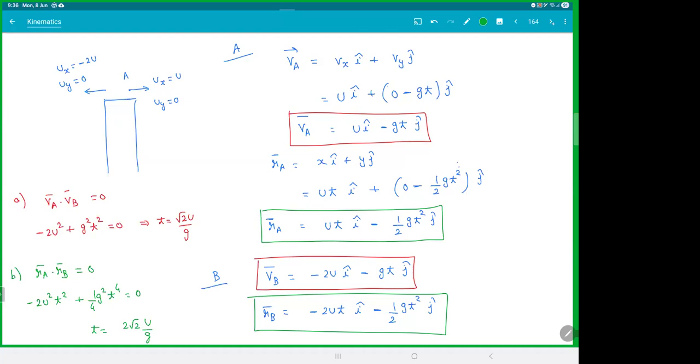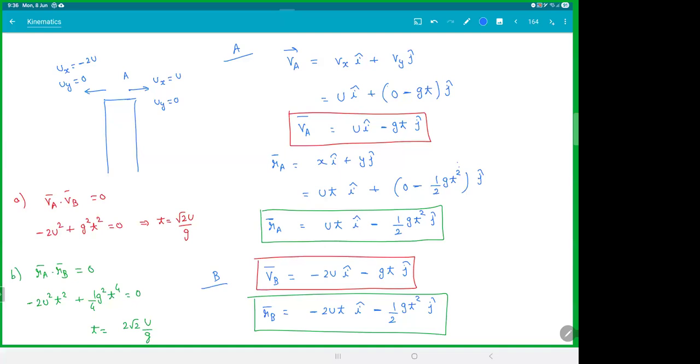All clear with this? So if you see, you're getting i cap and j cap vectors and just taking a dot product there. Standard question. Not that easy, though; you still have to know your standard results and put everything there. Any doubts on this? Clear?